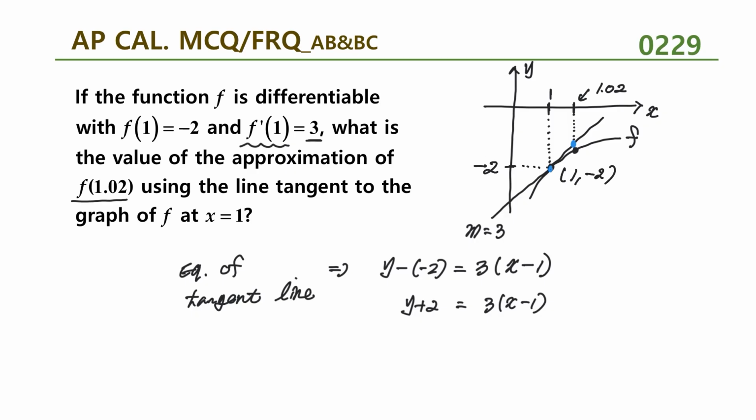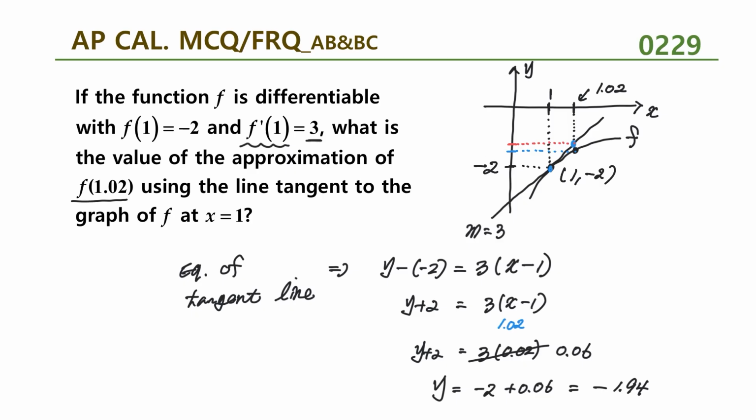Okay, so when x is 1.02, what is the value of y? This is the exact value, and we're trying to find this y value using this tangent line, right? So when x is 1.02, that's going to be 3 times 0.02, which is equal to 0.06. So y is equal to negative 2 plus 0.06, which is equal to negative 1.94, right? So the answer, this value right here, is negative 1.94.